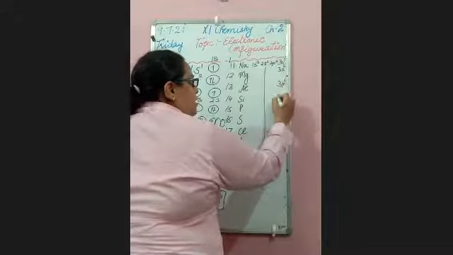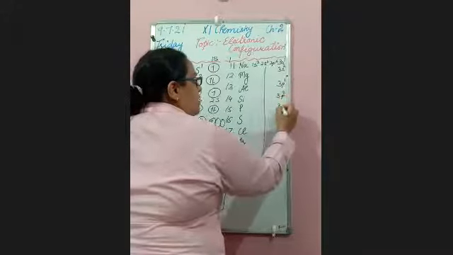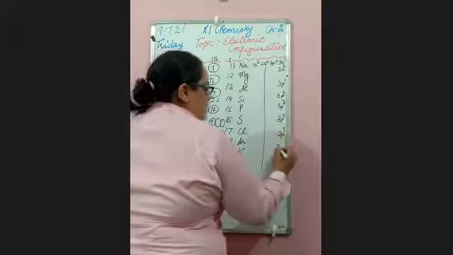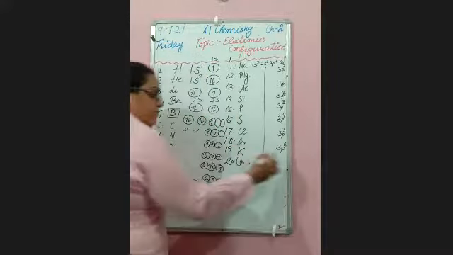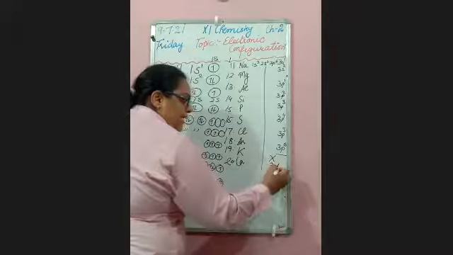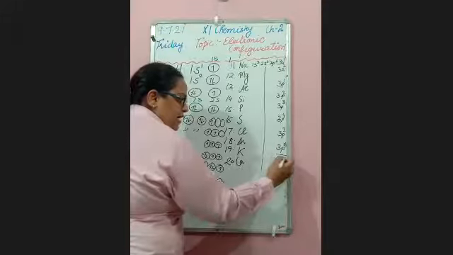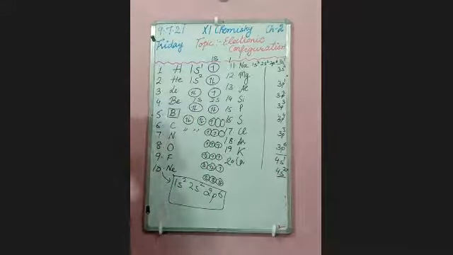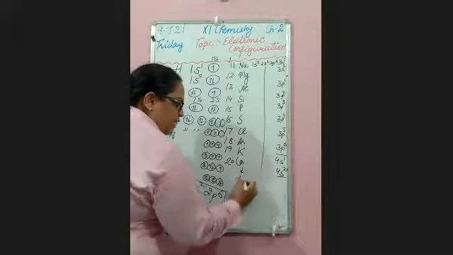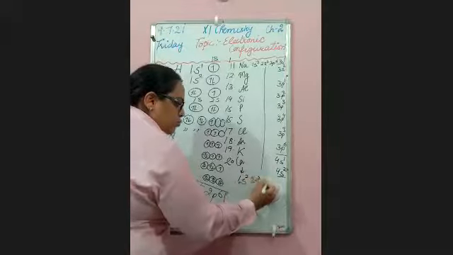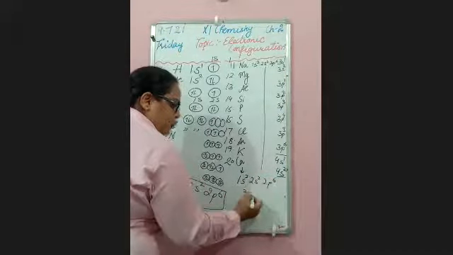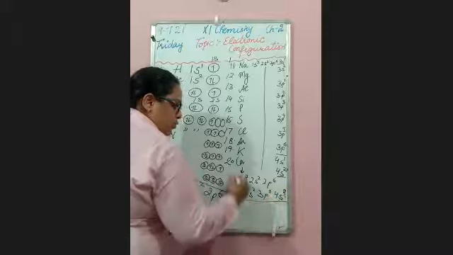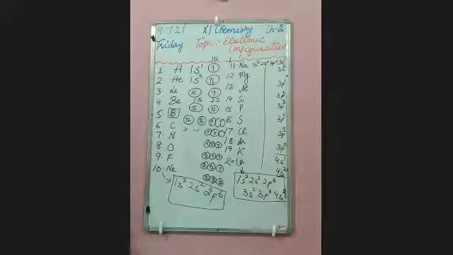3p1, 3p2, 3p3, 3p4, 3p5, 3p6, and remember after that, do not go for 3d. It will be 4s1, 4s2. So up to calcium, the configuration will be 1s2, 2s2, 2p6, 3s2, 3p6, 4s2. This is the complete configuration of calcium.